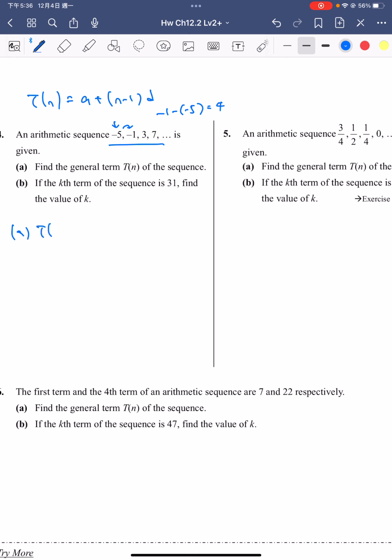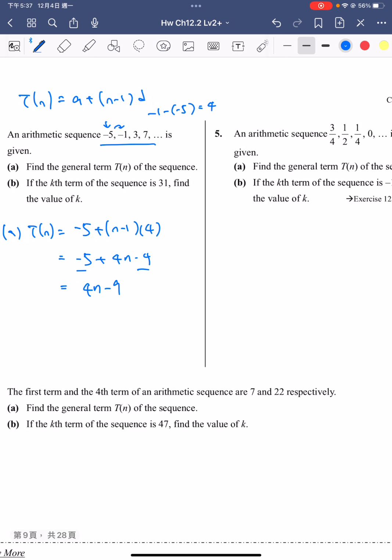Okay, so we substitute this into our Tn. So Tn is equal to negative 5 as the first term plus (n minus 1) times our common difference, which is 4. Then we can expand the bracket. We have negative 5 plus 4n minus 4. So now we combine them. This is negative 5 minus 4 giving you negative 9. So this is 4n minus 9.